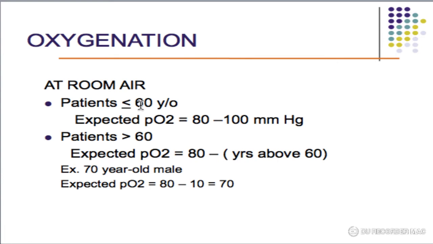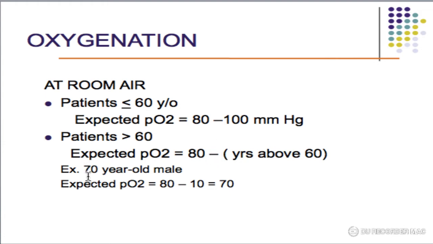If the patient is less than 60 years old, the expected value for PO2 in your ABG is between 80 to 100. For a patient above 60 years of age, the expected PO2, the lower limit of 80, will be minus 1 for every year above 60. So for example, 61 years old, and every year there will be a difference, no? So, minus 1 is the formula.